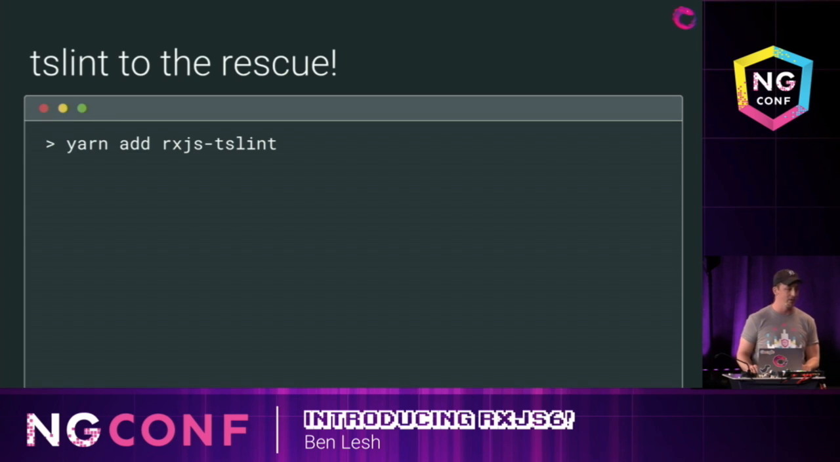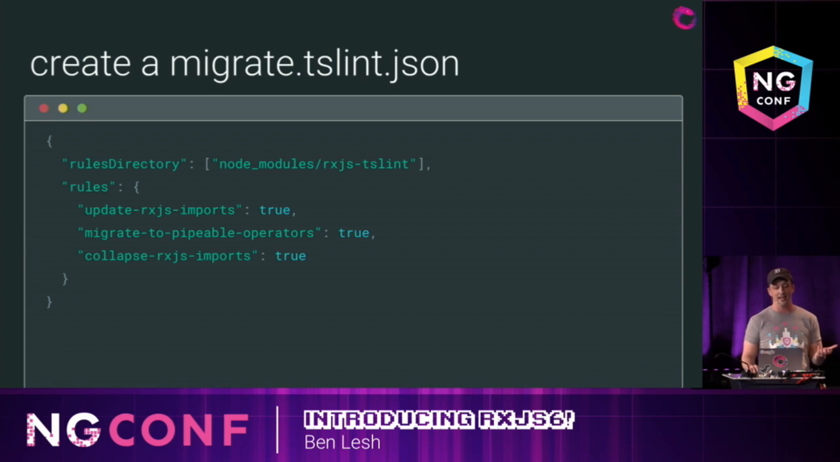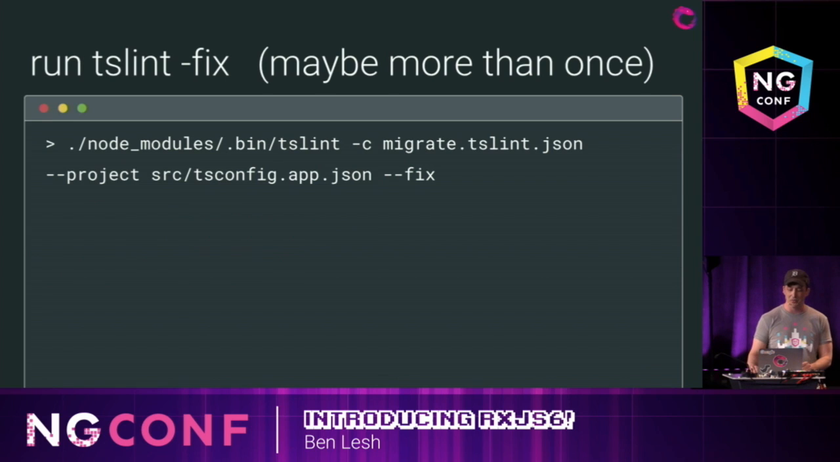So Minko, who's here somewhere, I have seen him around, he and Vikram and a few other wonderful people at Google have helped put together this tslint rule, RxJS-tslint. You can just install it, add a migrate.tslint.json to your directory, and all these instructions are in the README for the tslint rule, and then run tslint fix, and it will go through and update all of your dot-chained operators to be pipeable operators. It'll update all of your observable.ofs to be just of. It'll make everything 6.0 compliant for you.